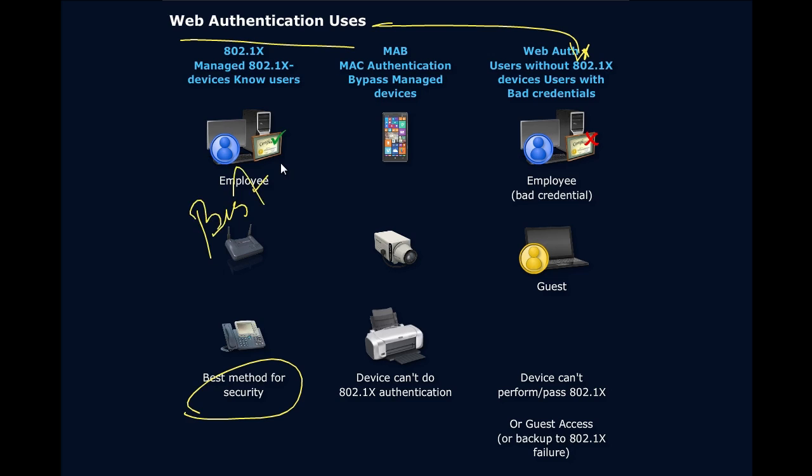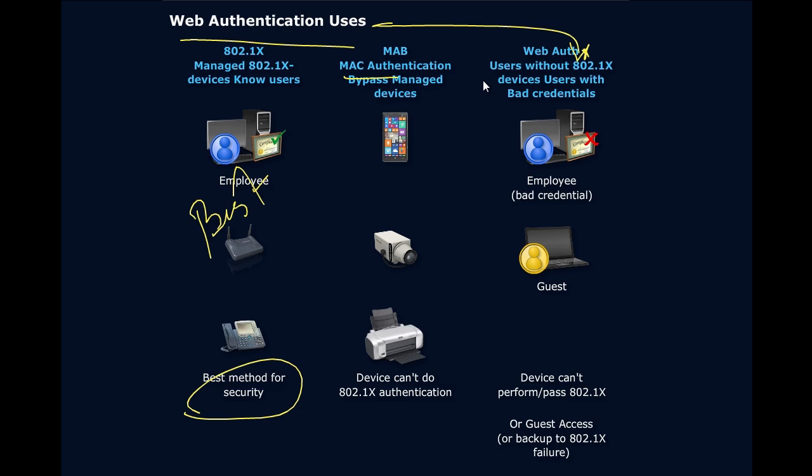But what if I have a piece of equipment that doesn't fall within the 802.1x category? What if I have a device that is unable to do 802.1x authentication? Well, I have MAC-based authentication bypass. This is great, not the best, because as we know, people can spoof different types of MAC addresses, and it's just not the best at all. But it's a way to bring devices onto your network that can't do 802.1x authentication.